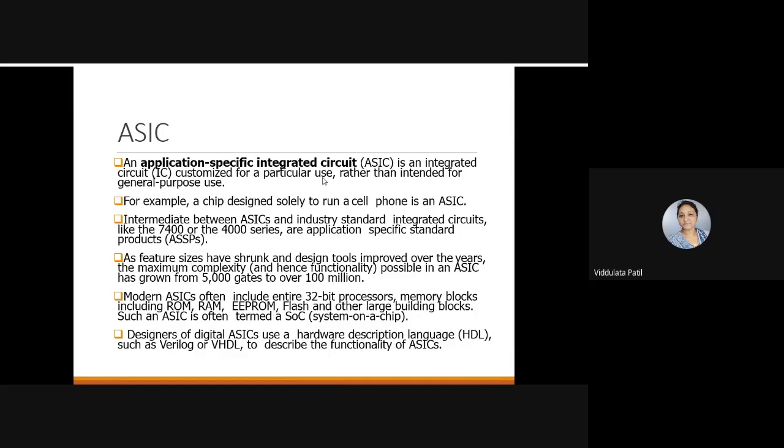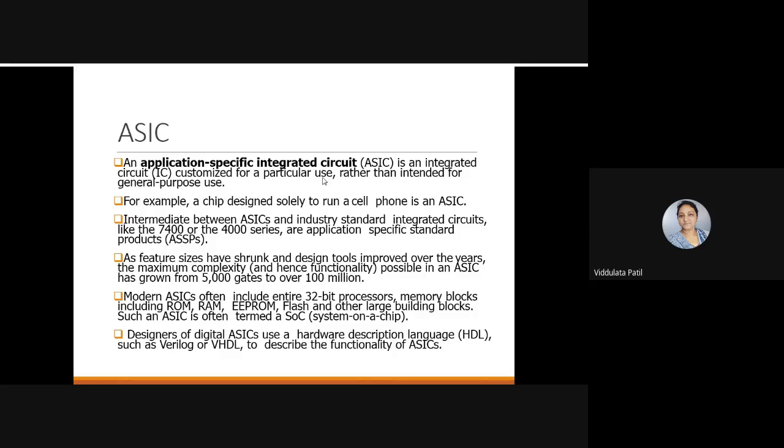आणि ते सगळं फंक्शन करण्यासाठी त्याच्यामध्ये नंबर ऑफ गेट्स म्हणजे मिलियन्स ऑफ गेट्स अवेलेबल आहेत. आणि हे सगळं कसं आपण पॉसिबल करतो की त्याची काही माझी ऍप्लिकेशन स्पेसिफिक आयसी आहे ती मी प्रोग्राम करते डिपेंडिंग ऑन माय रिक्वायरमेंट. सो दॅट इज अ ऍप्लिकेशन स्पेसिफिक आयसी.